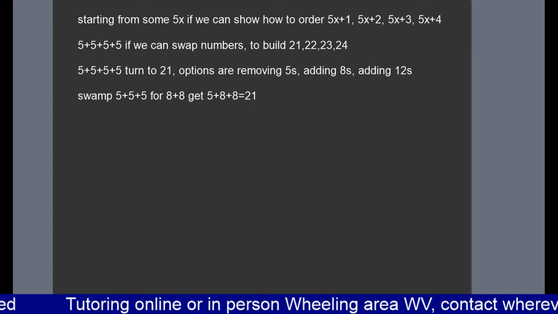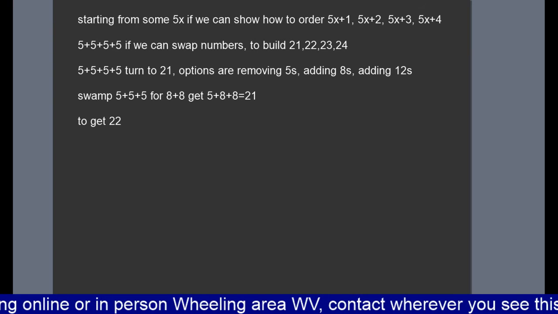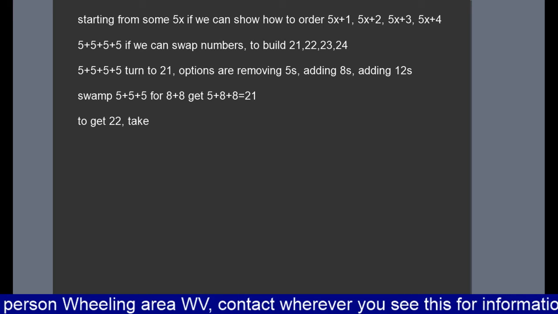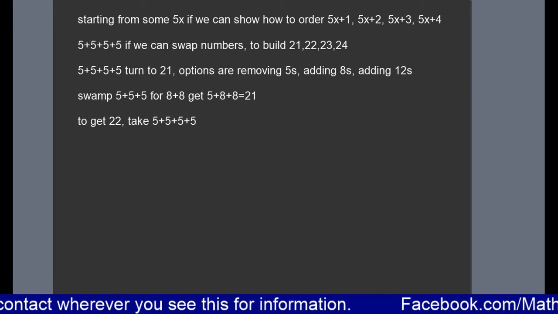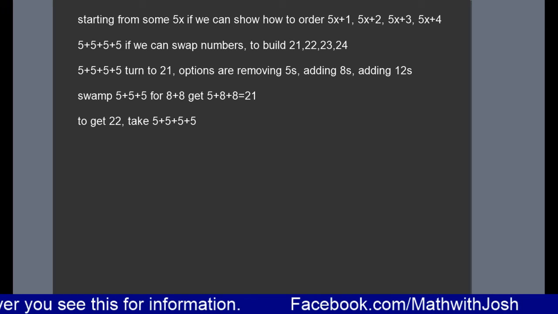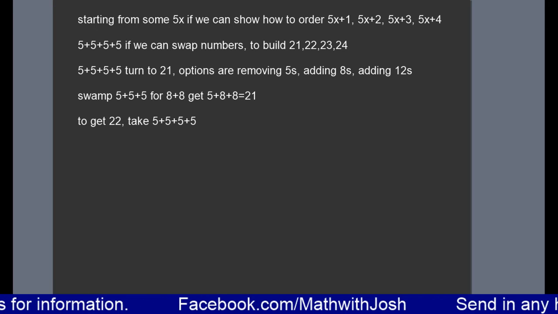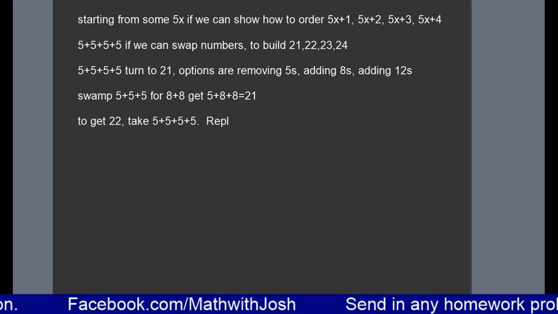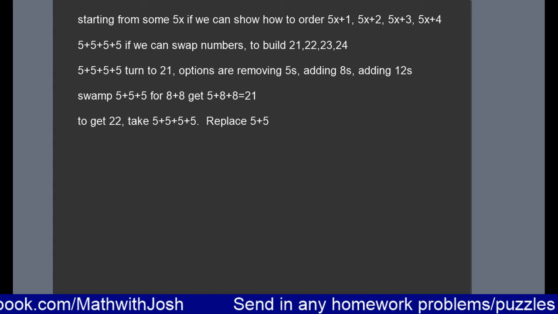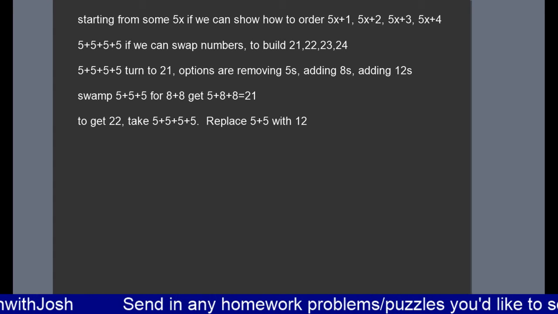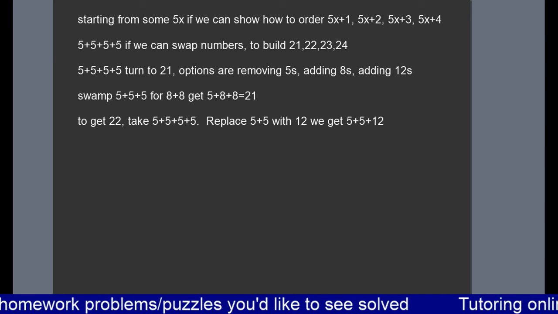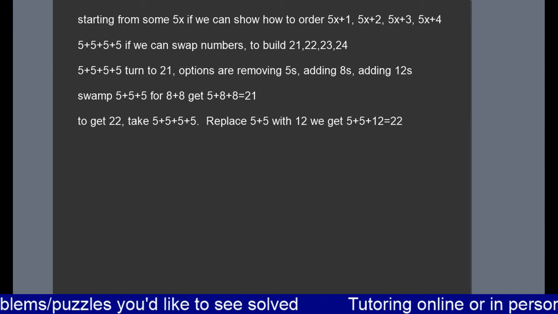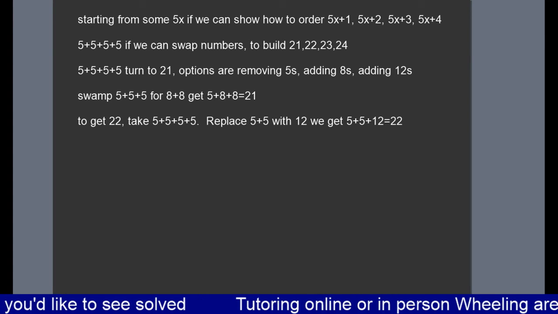If we want to get 22, take 5 plus 5 plus 5 plus 5. Now we're trying to add 2 to this. And the thing you'll notice is if we replace 5 plus 5 with a 12, we get 5 plus 5 plus 12, which equals 22. So we've constructed 22.